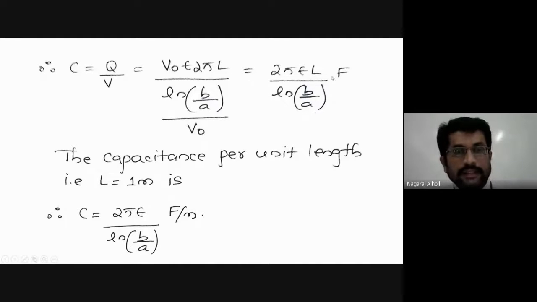It is the capacitance. The capacitance per unit length is what we want, that is for the length equal to 1 meter. Substituting L equal to 1, C is equal to 2 pi epsilon divided by ln B by A farad per meter. Okay, the capacitance per unit length is in farad per meter. Take down the steps quickly.